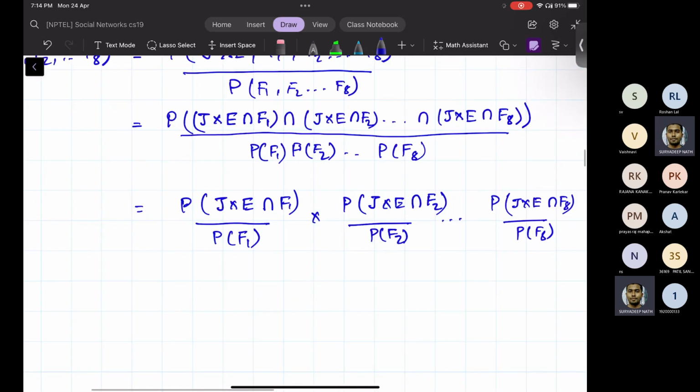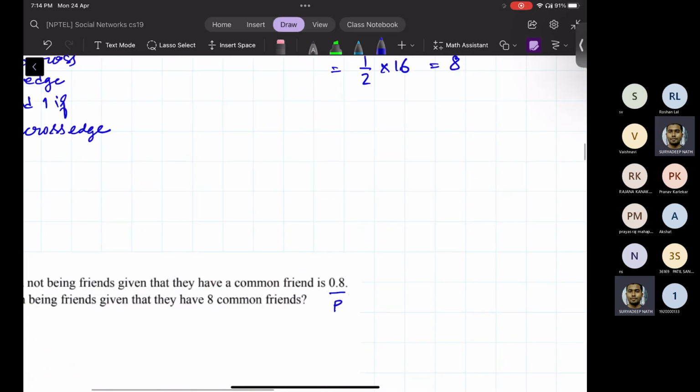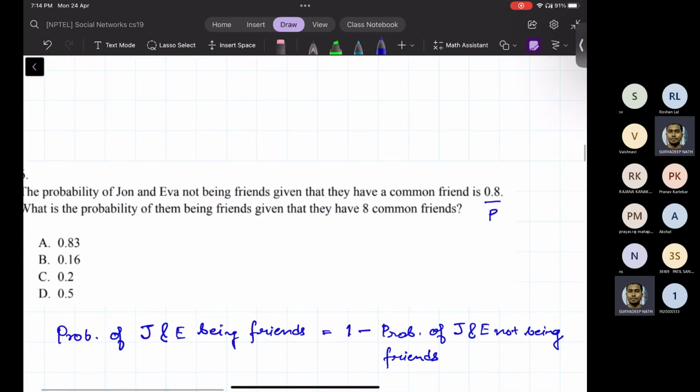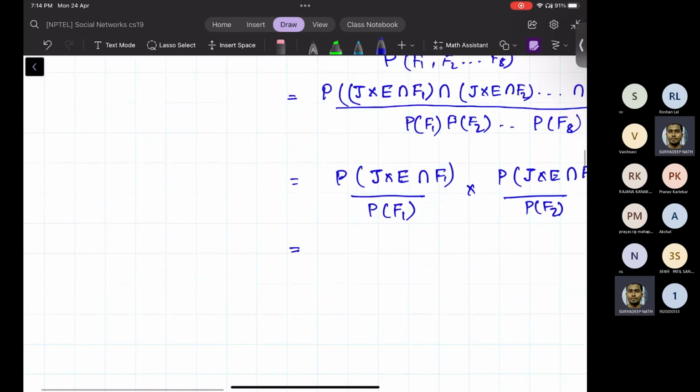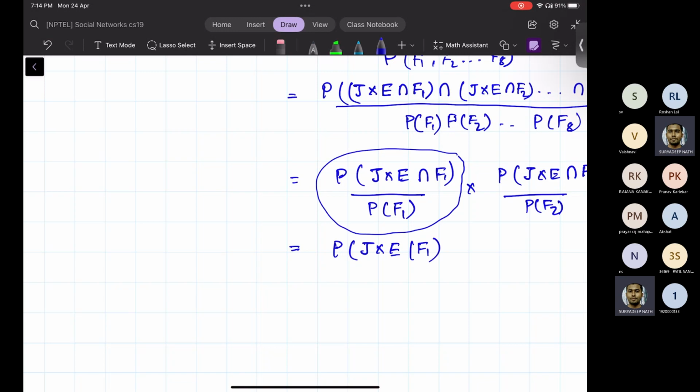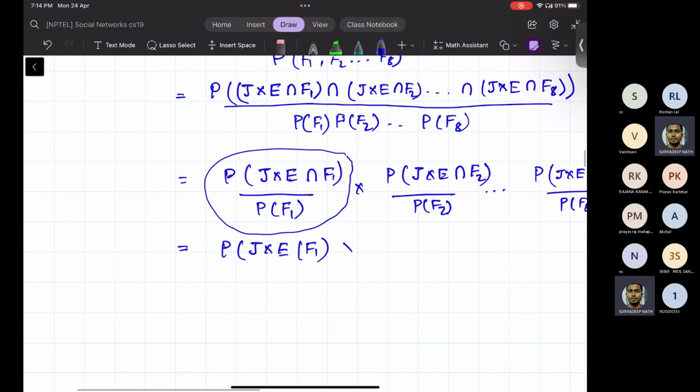So this term, if you see that, the probability of John and Eva not being friends given that they have a mutual friend, this term over here can be written as the probability of John and Eva not having a friend given that they have friend F1, a mutual friend F1.